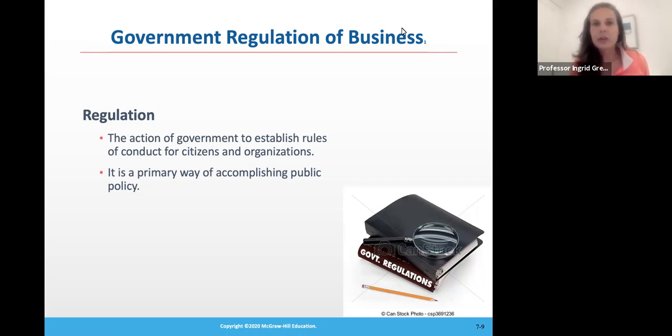We're going to continue now with the government regulation of business. What they mean by regulation is the act of government to establish rules of conduct for citizens and organizations. It's also a primary way of accomplishing public policy. The government acts at multiple levels, right? Federal, state, and local. They bring in these regulations to help monitor and regulate the organizations that work within those governments. So let's move on to the next slide and get into the meat of this.